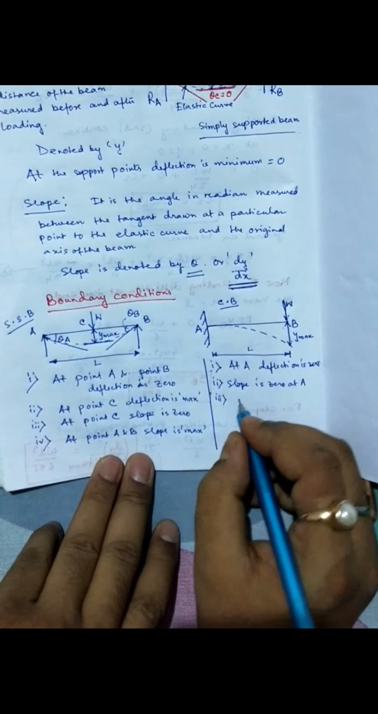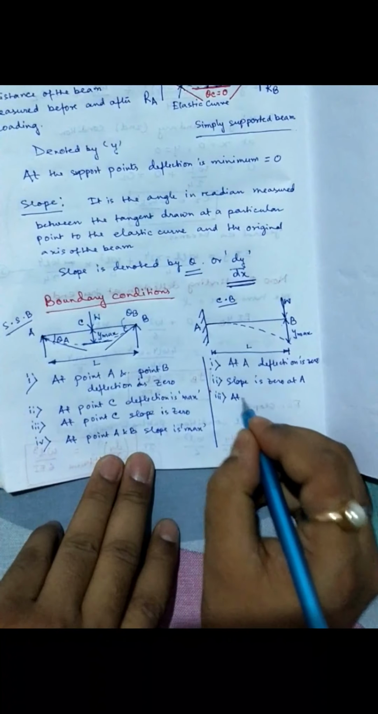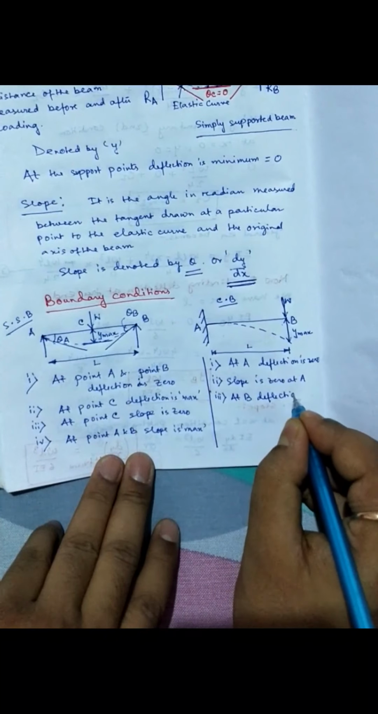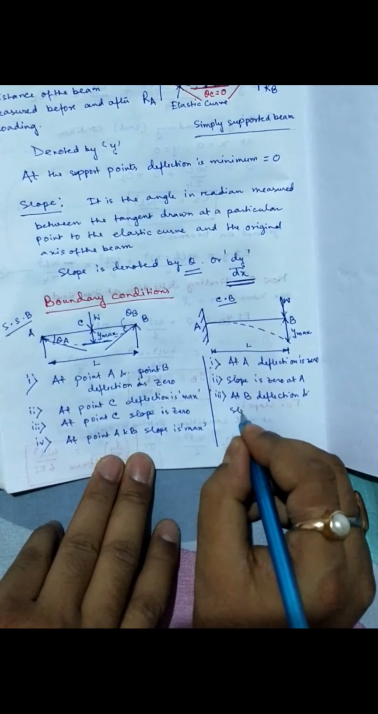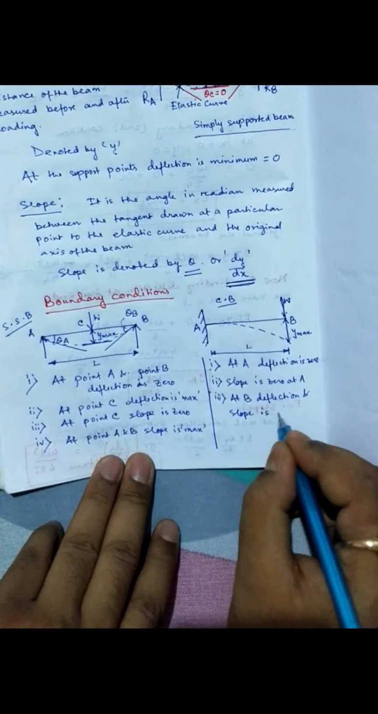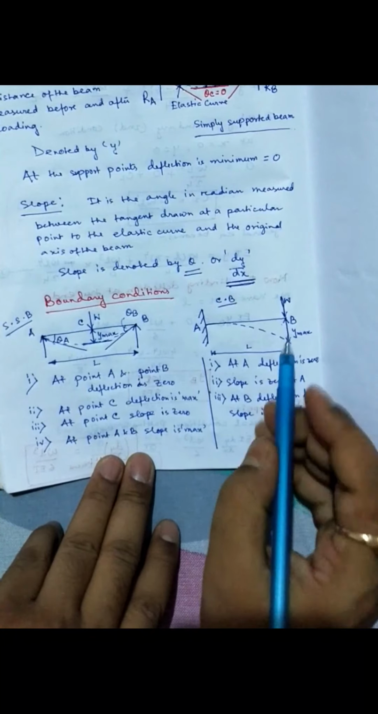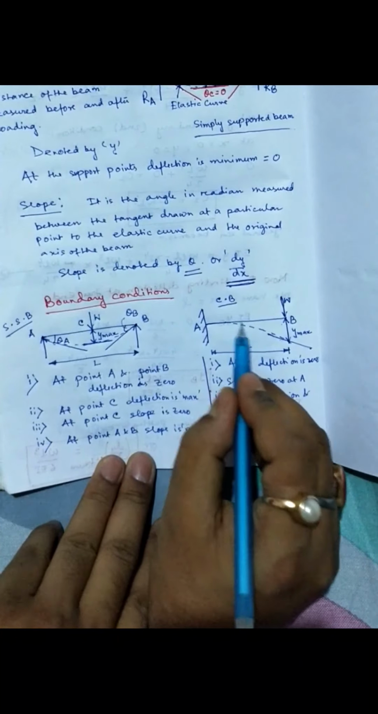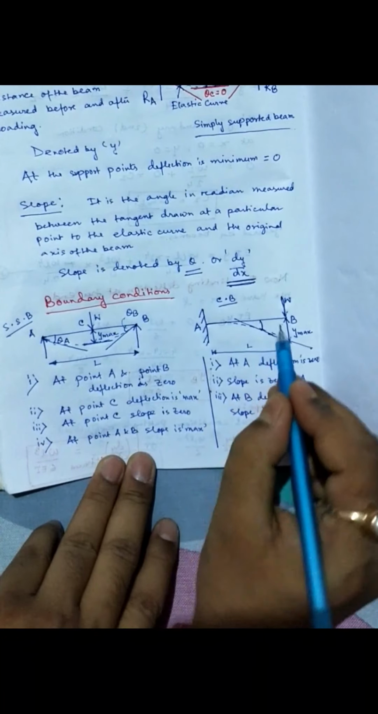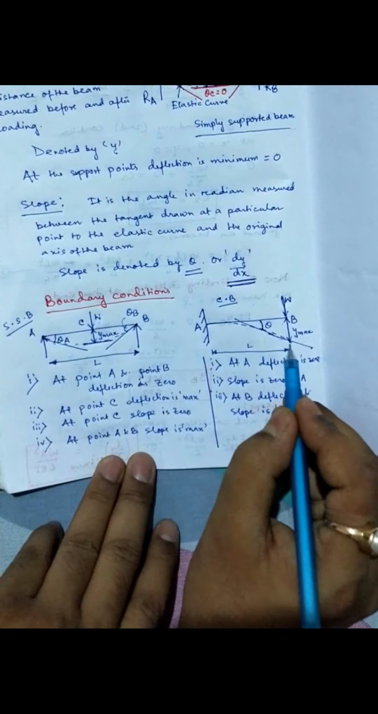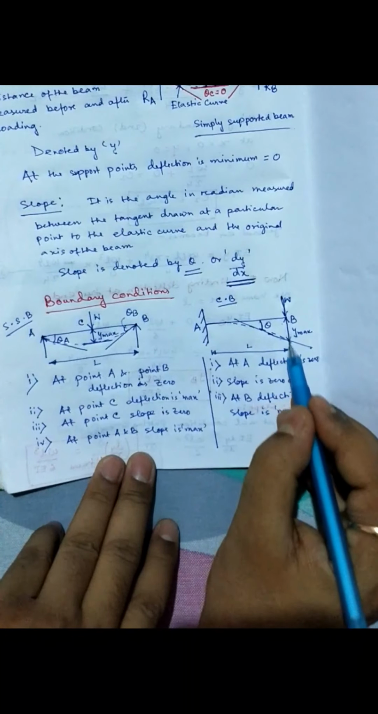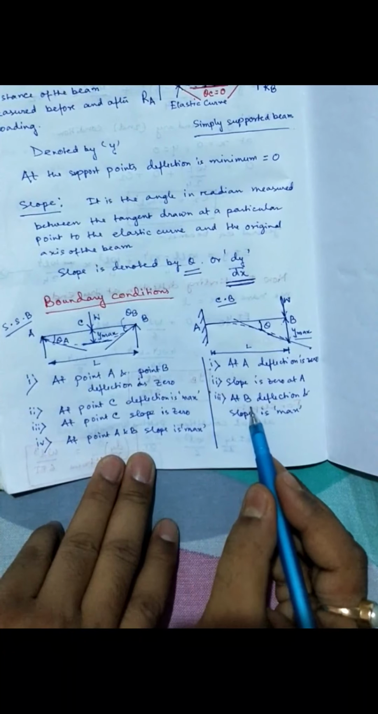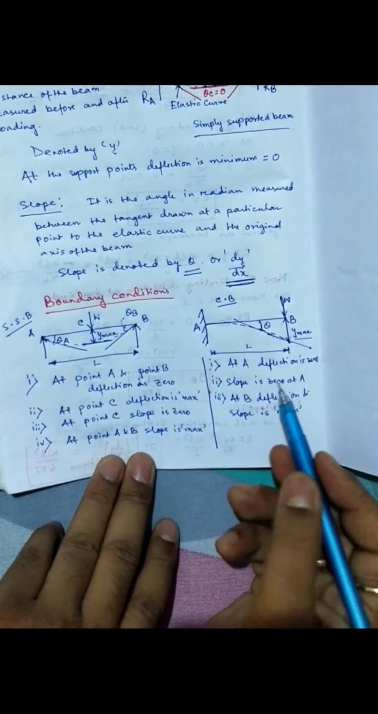Number 3, at point B, both deflection and slope are maximum. If you draw a tangent like this, then the angle theta that you are getting here is maximum in this condition. And the vertical distance drawn from that point to the axis is Y max. Therefore at point B, deflection and slope are maximum, unlike the previous condition.